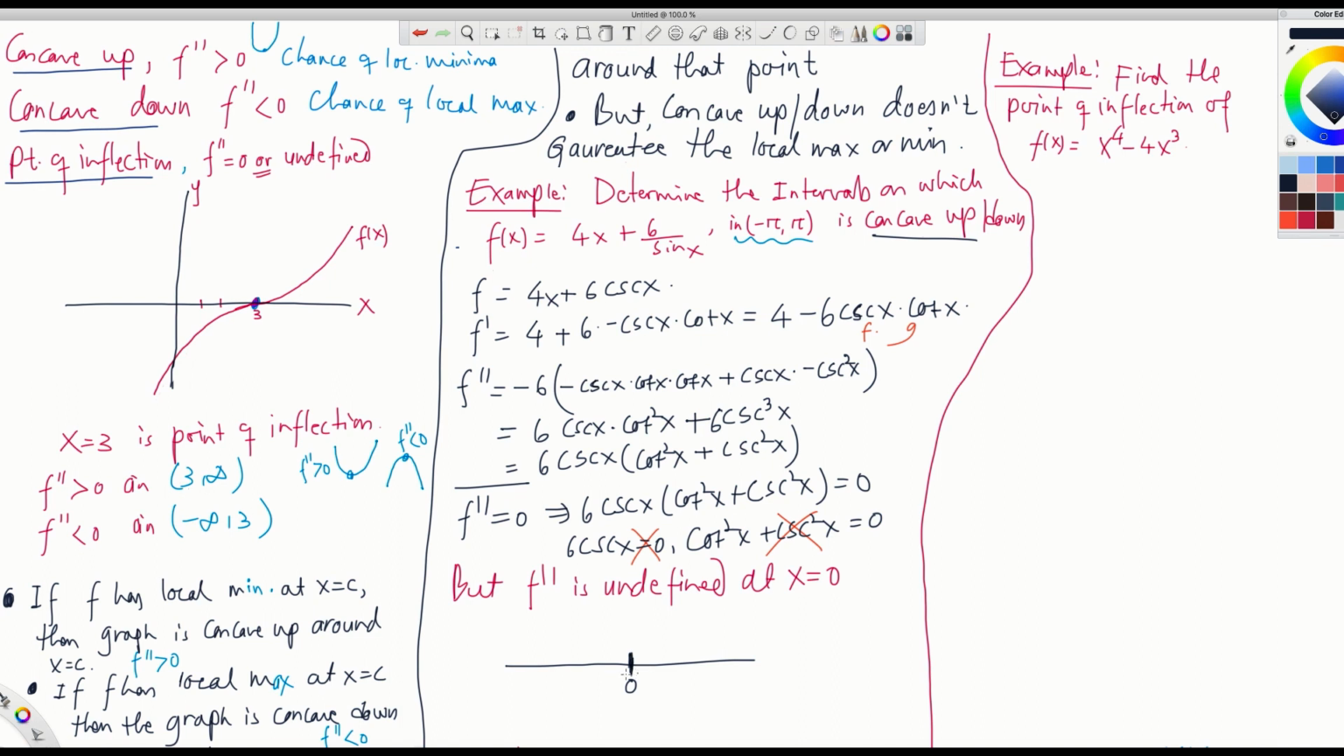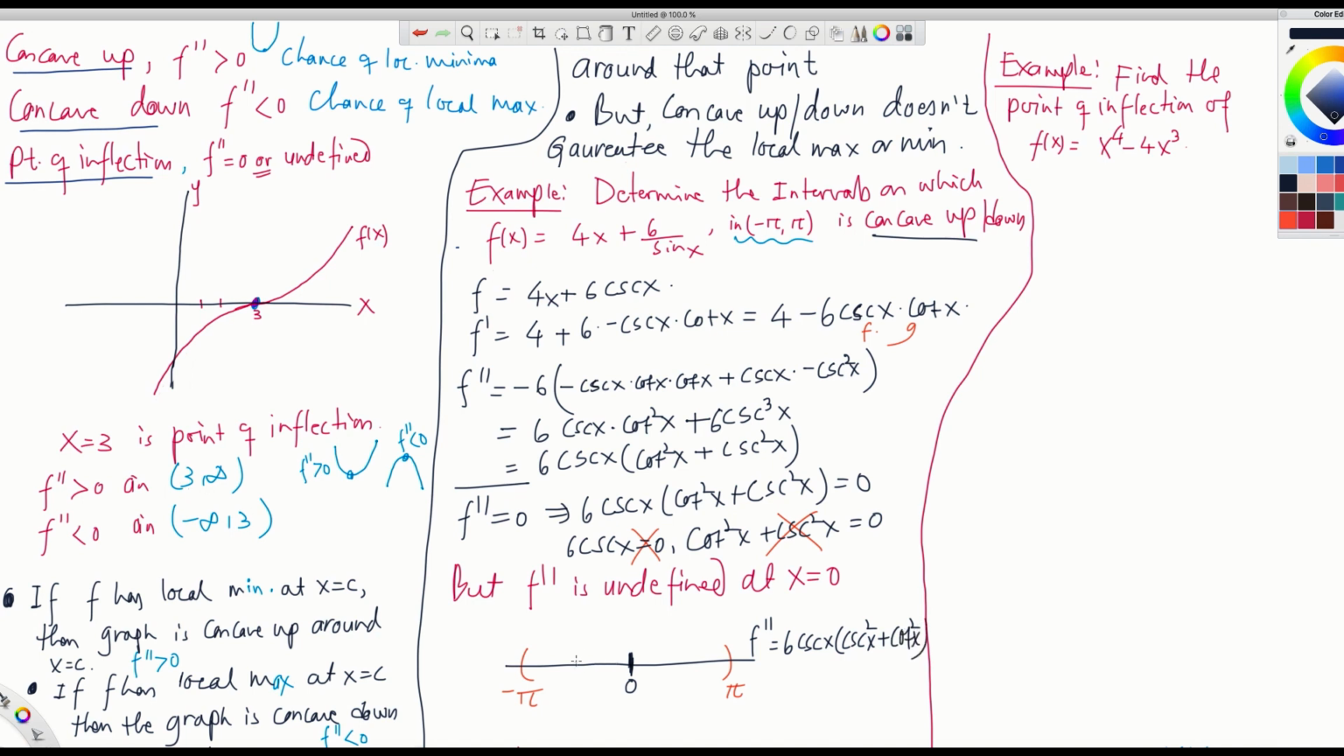So at 0 the second derivative is 0. So what is the f double prime? Here we need to look between negative pi and positive pi only, right? So negative pi and then positive pi. F double prime is how much? F double prime is 6 cosecant x times cosecant square x plus cotangent square x, right?